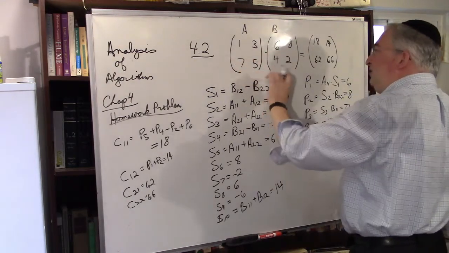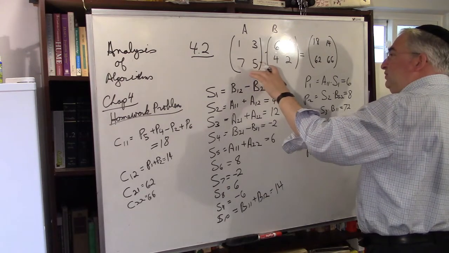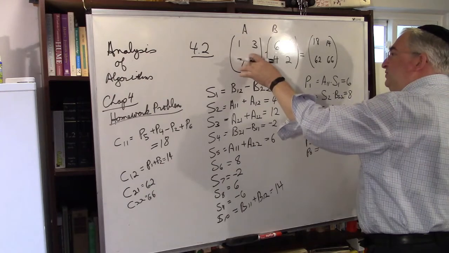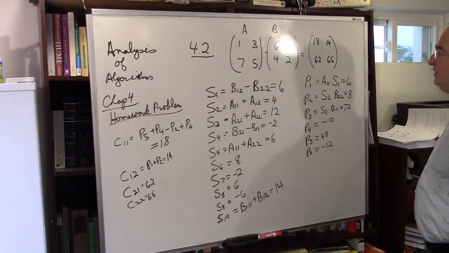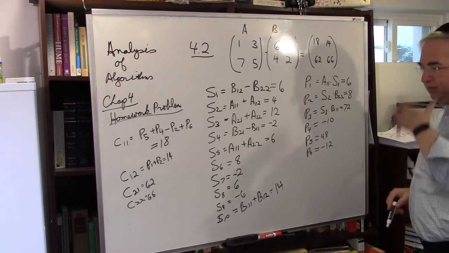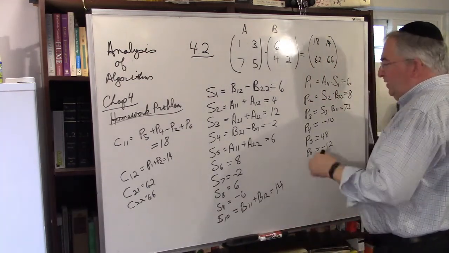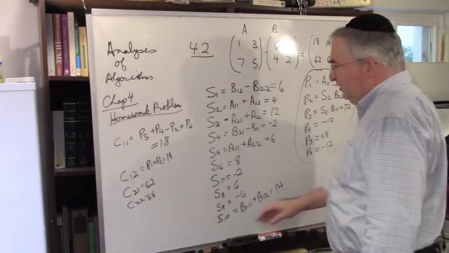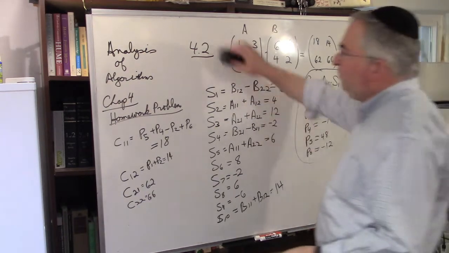6 times 7 plus 20. 6 times 7 is 42 plus 20 is 62. Great. 8 times 7 plus 2 times 5 is 66. So that takes care of that. Again, it's a trick that Strassen was able to see. The main point is there are fewer multiplications in here than before. Okay, so that's section 4.2.